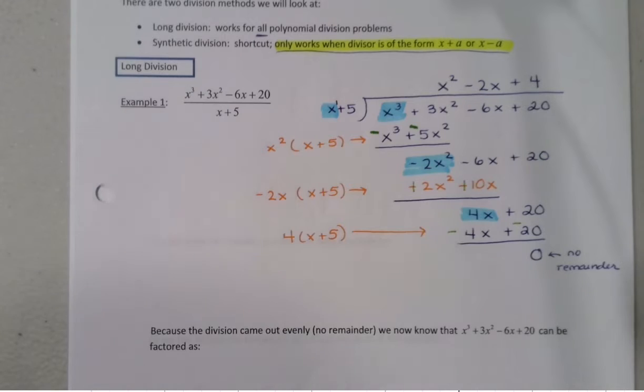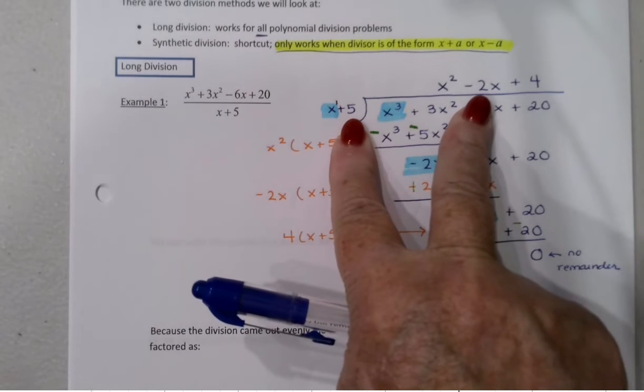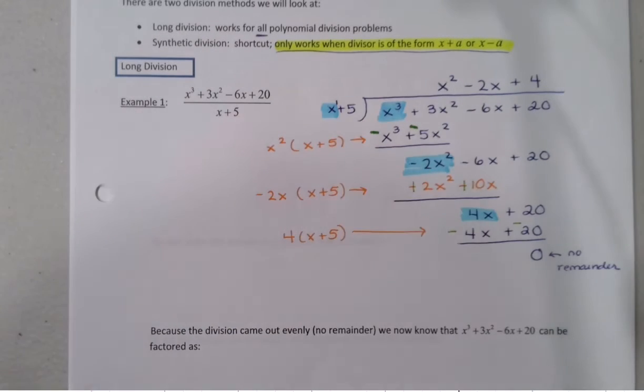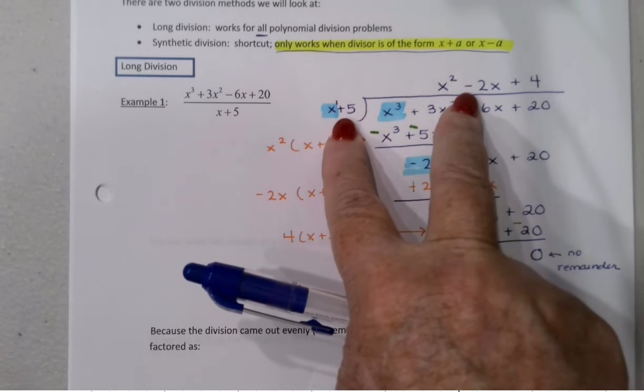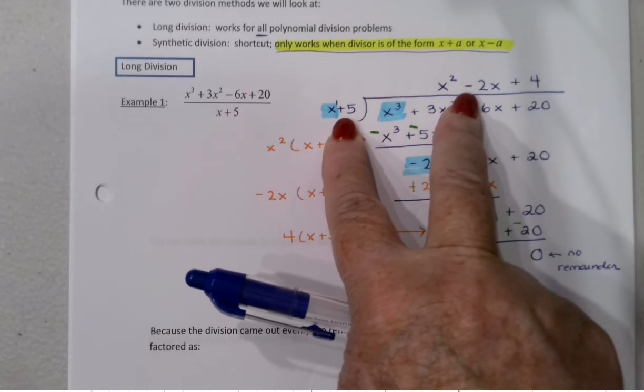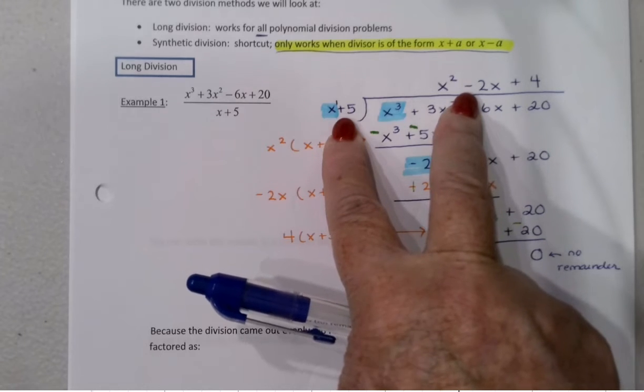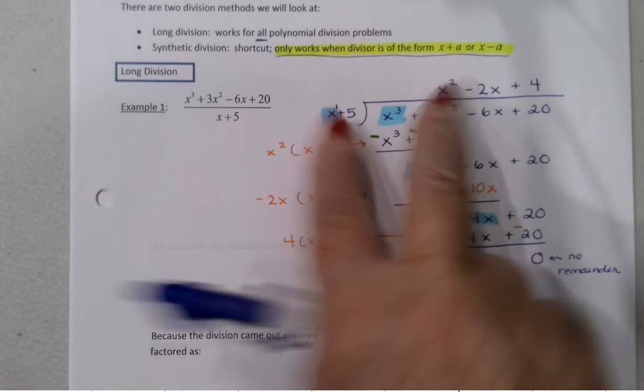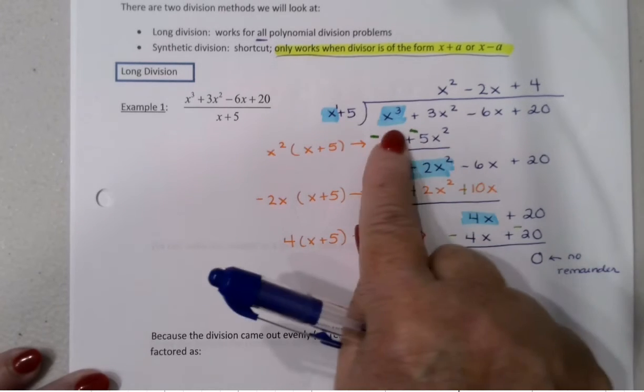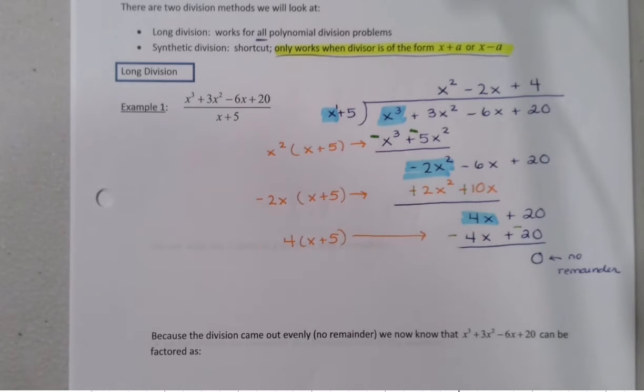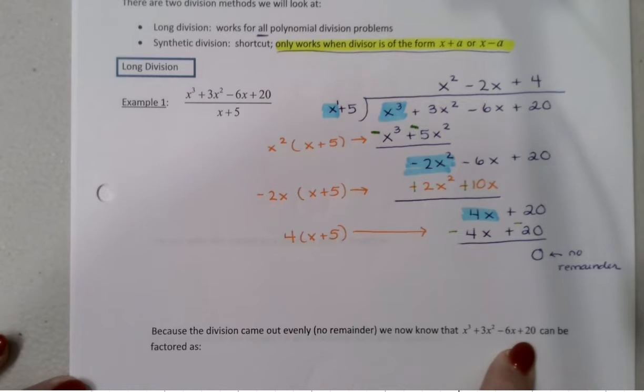So there's the division process, which we'll go through another time or two. But what I want to focus on next is actually, what does this tell me? The fact that the division came out evenly now tells me that if I multiplied the x plus 5 and then this quotient, x squared minus 2x plus 4 together, that would give me the original polynomial.